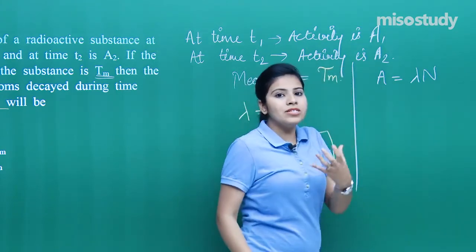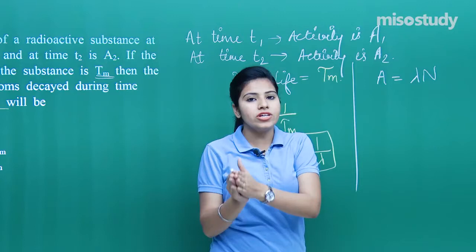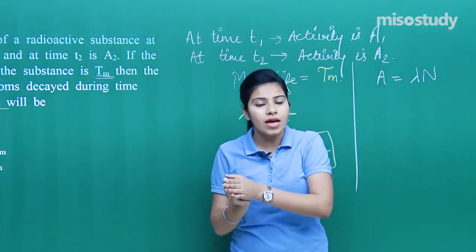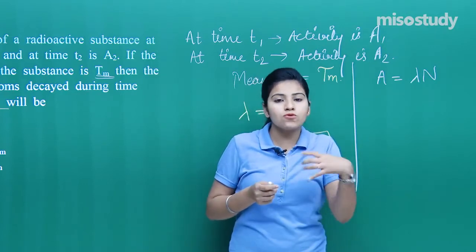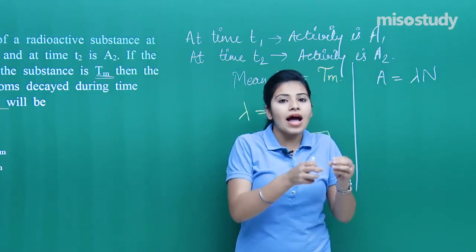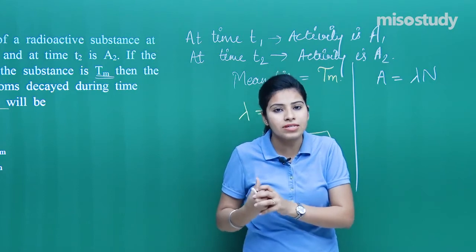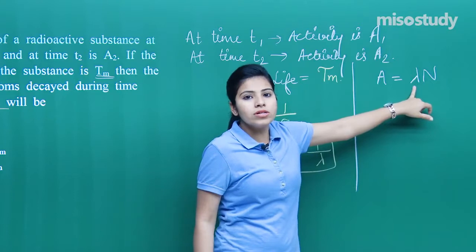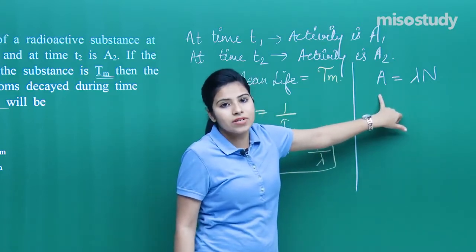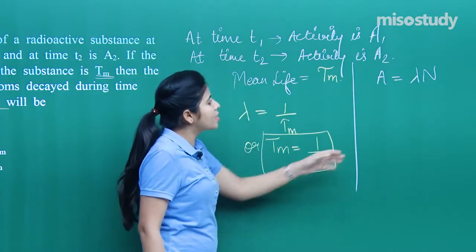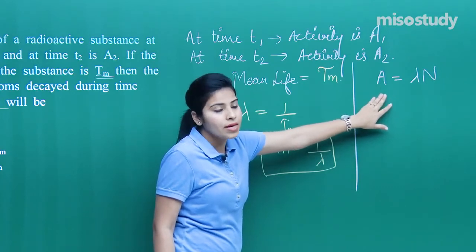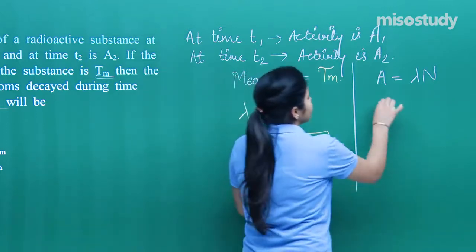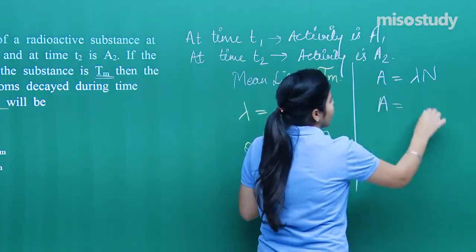Let me just say that suppose you were initially having n naught number of atoms or nuclei. After the disintegration it would be something else, and the atoms that have been left after the disintegration will be the n. Here lambda is your decay constant, A is activity. Now let me tell you one thing: I can write this lambda as 1 upon Tm.